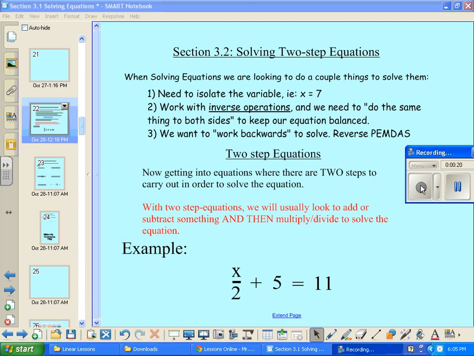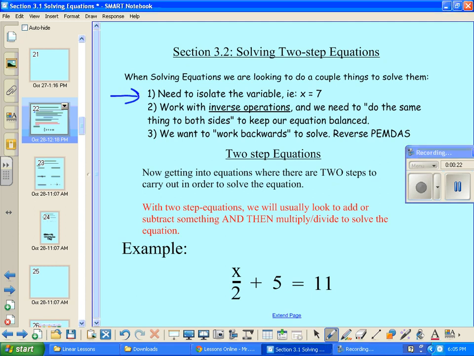All 3 of those bullet points that I brought up on the first day of solving equations are still going to be true, but even number 3 will be even a little important now, as you'll see here in a second. But I'm still going to focus on number 1 for sure. We need to isolate the variable. That's what we do when we solve an equation. We isolate the variable. We get it by itself. So my answer looks something like this: x equals 7, or again x equals 2. Where my variable is all by itself on one side, the answer is all by itself on the other. So that's still what I'm looking to do.